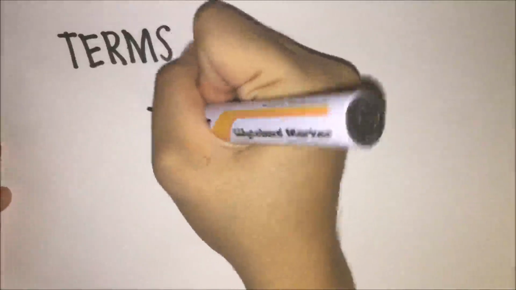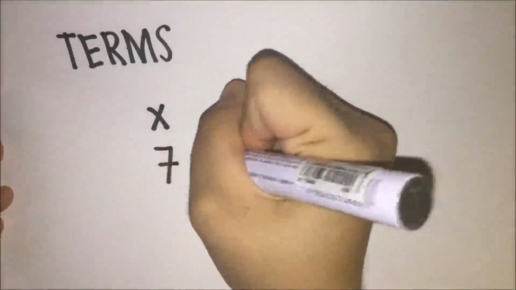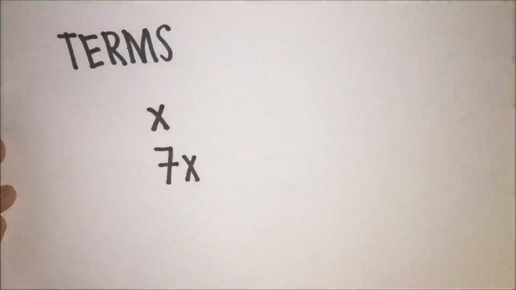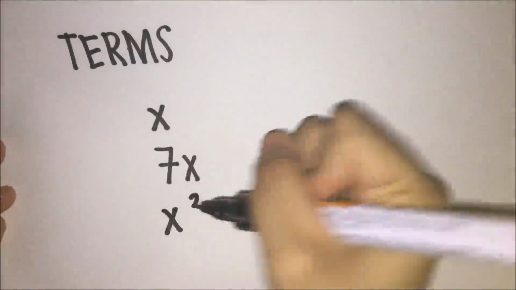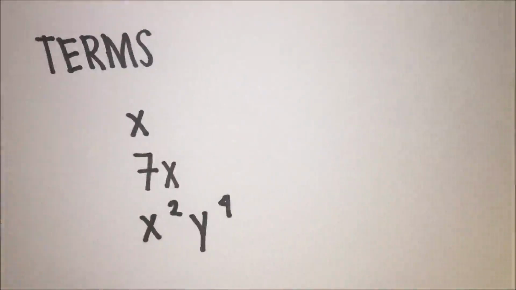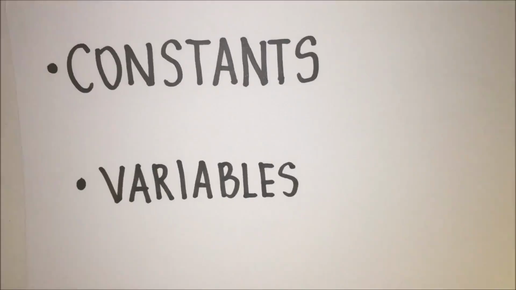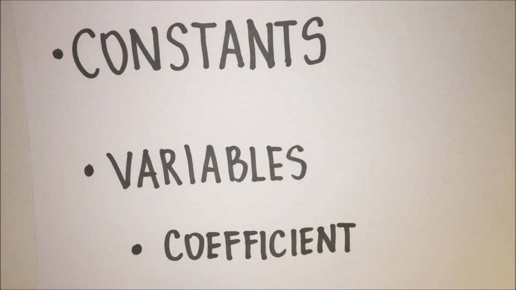Terms are the separate values in an expression. Each term can be a variable, a number and a variable, or a number and many variables with or without exponents. Some terms are numbers only. These are called constants, or numbers that don't change. Others have variables, or letters that represent an unknown or changing number, and some have variables and numbers mashed together, in which case the numbers are called coefficients.